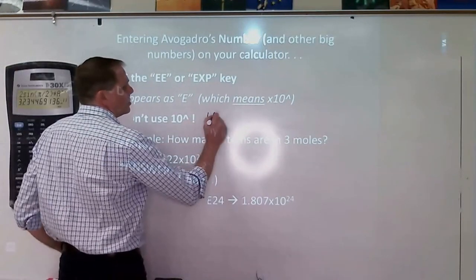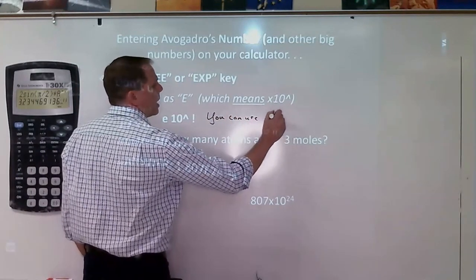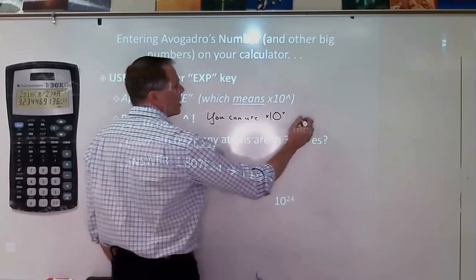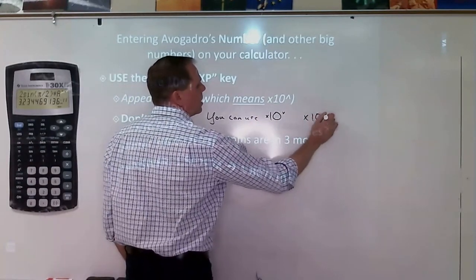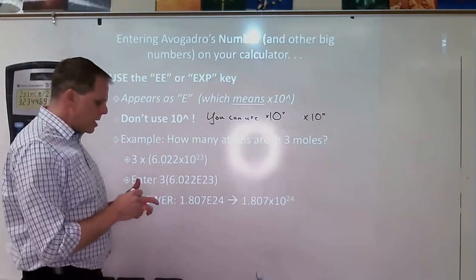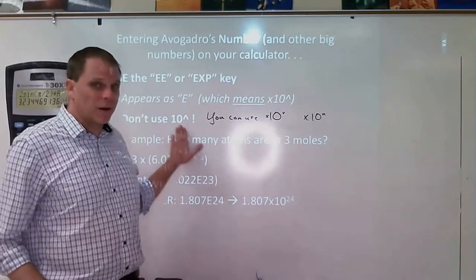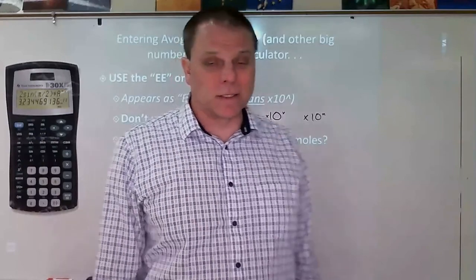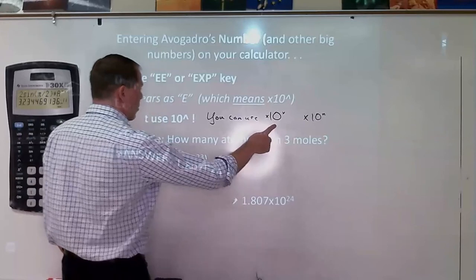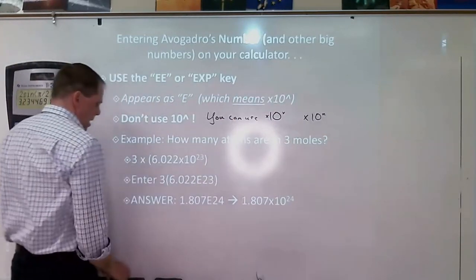You can use the 10 to the x button. It'll say times 10 to the x, or it might say times 10 to the n. You can use those buttons, those are okay, but don't use this other button, okay? This button messes kids up. I'm not saying you can't figure out the right answer that way, but don't use that one. Use that button there if you have it, or use the E or EE button, which just means times 10 to the, and then the exponent.